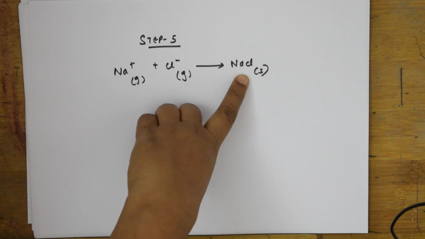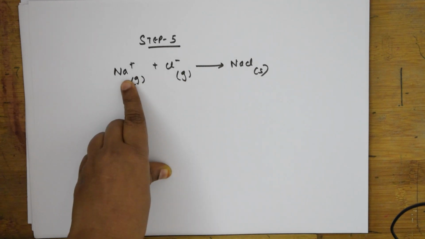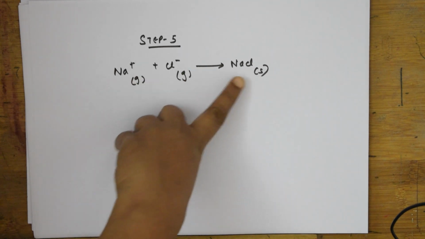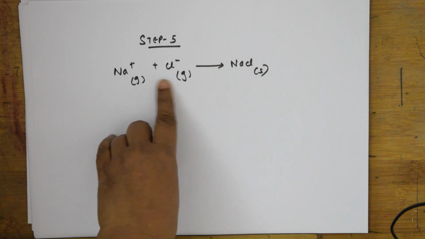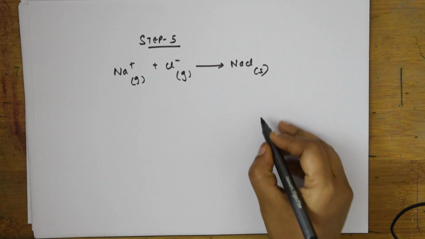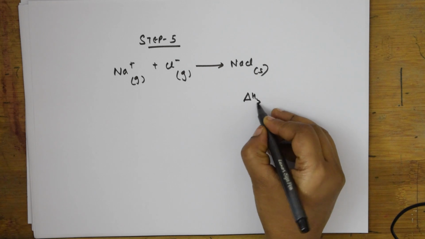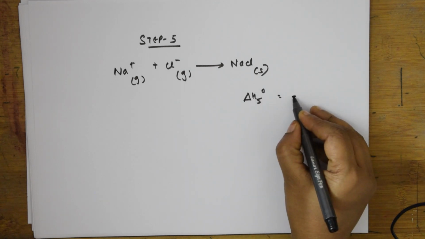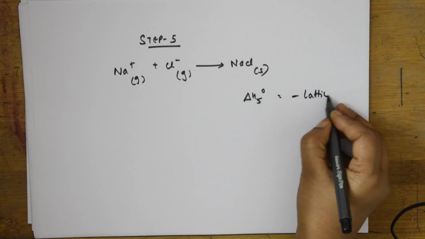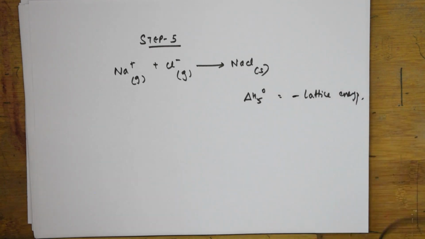Lattice energy is the change in enthalpy when 1 mole of the solid crystalline substance is formed from its gaseous ions. That's why here we are going to take delta H5 naught equal to minus lattice energy. Still we need to find this. So what did Max Born and Fritz Haber give us? They have given us a method to calculate lattice energy.